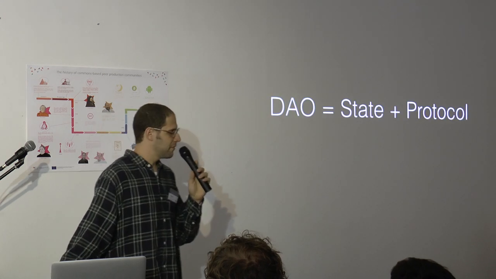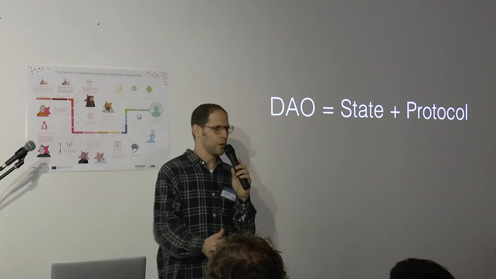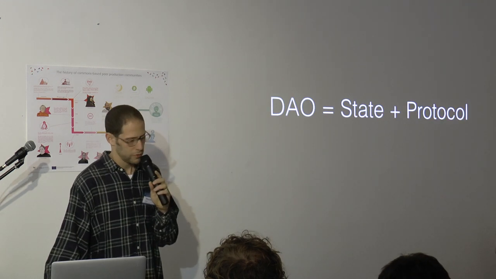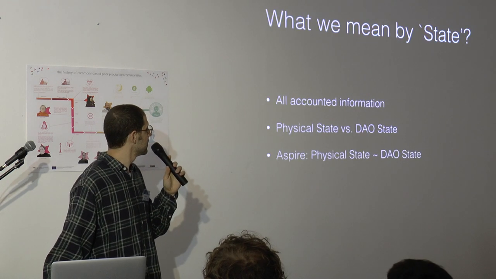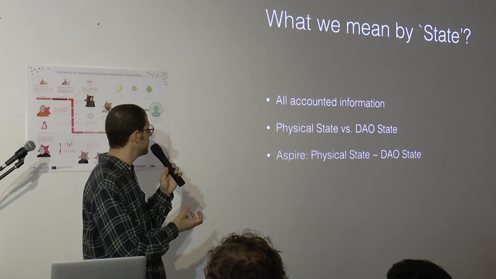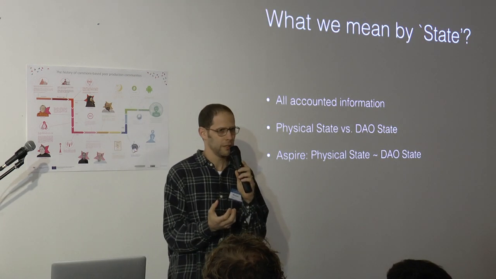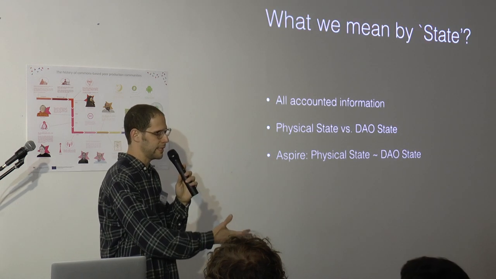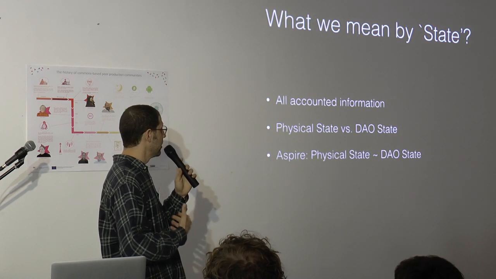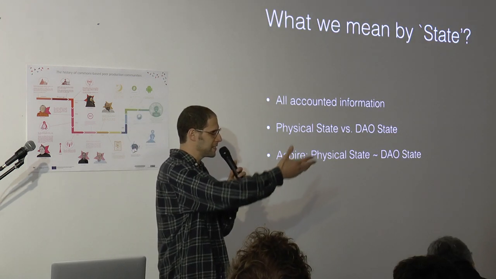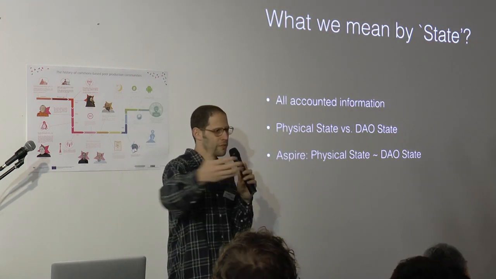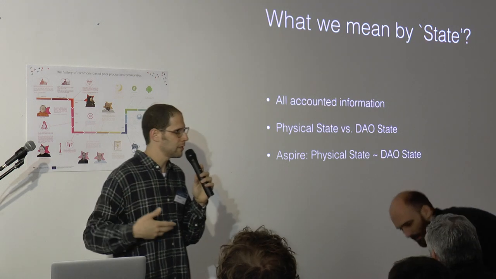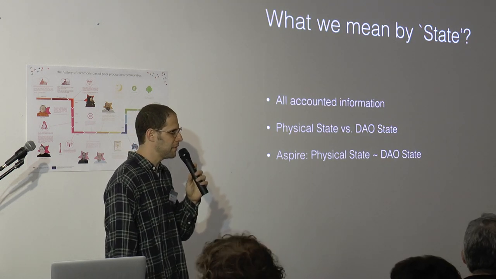Okay, so to well define a DAO, we need to define the state of the DAO and the protocol of the DAO. So what do I mean by state? Basically, state is all the information that you account for. So let's call it the DAO state. Now, there's also a physical state. The physical state, as a physicist, is just all of the information that we can extract from the current moment.